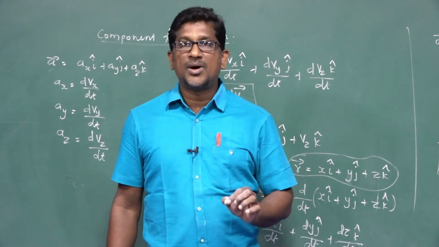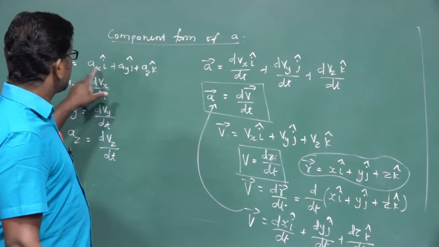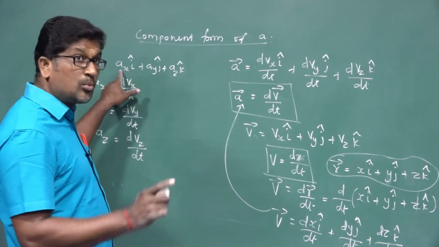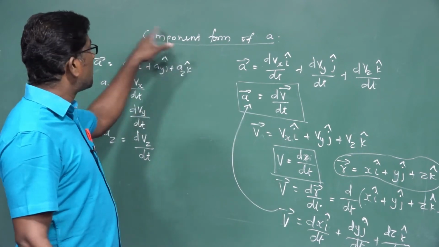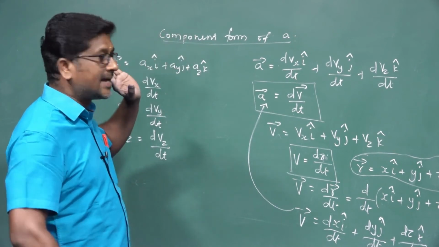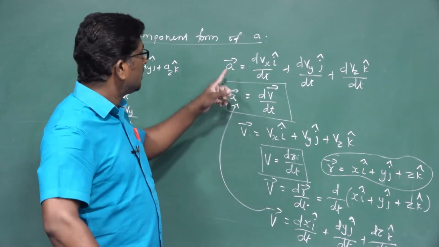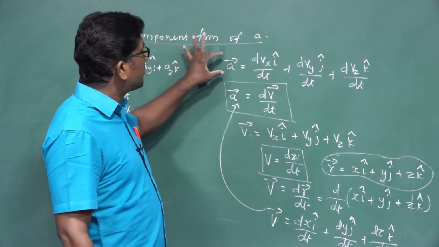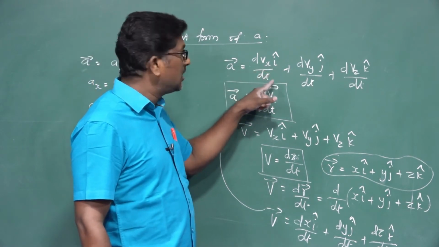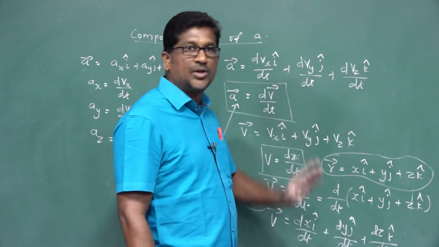The component form of acceleration is in three forms. One is a vector equal to ax i cap plus ay j cap plus az k cap, in terms of the scalar components of acceleration. In terms of scalar components of velocity, the component form can be written as a vector equal to d vx i cap divided by dt plus d vy j cap divided by dt plus d vz k cap divided by dt.